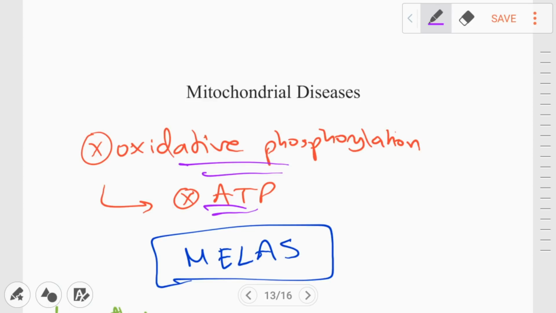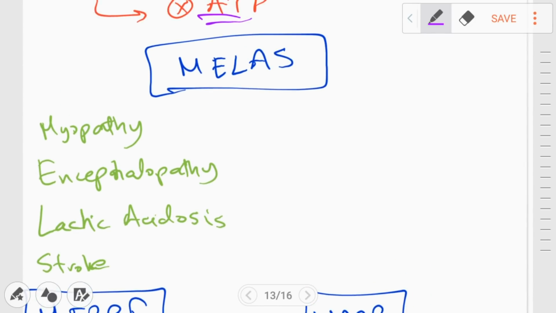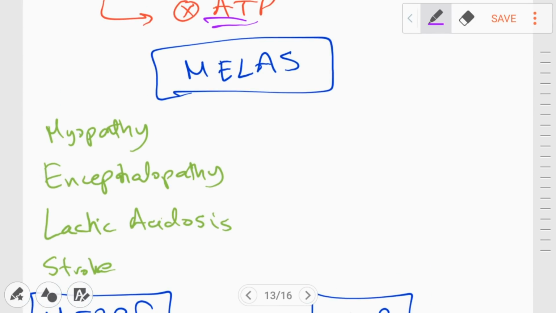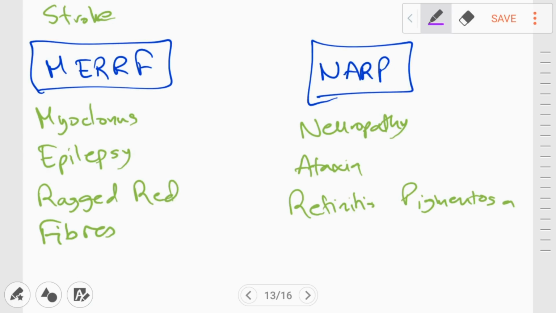Now there are a couple of them. We'll discuss them one by one. This is a mnemonic for it, MELAS syndrome. What MELAS stands for is myopathy, encephalopathy, lactic acidosis, and stroke. There are two more. There is MERF. MERF stands for myoclonus, epilepsy, ragged red fibers. And what's NARP? NARP is neuropathy, ataxia, retinitis pigmentosa.